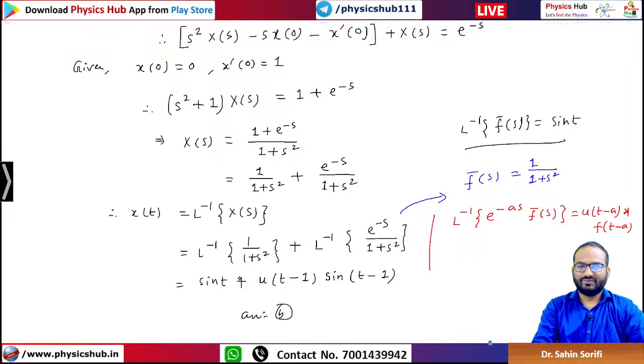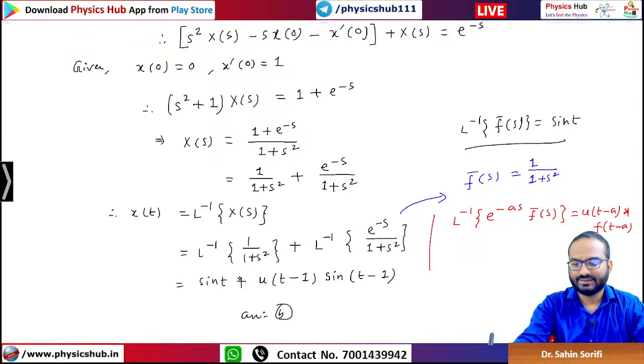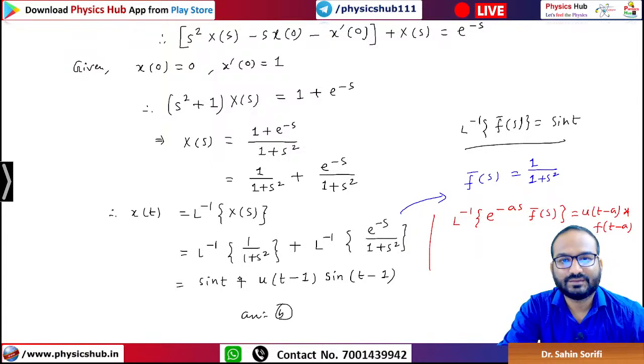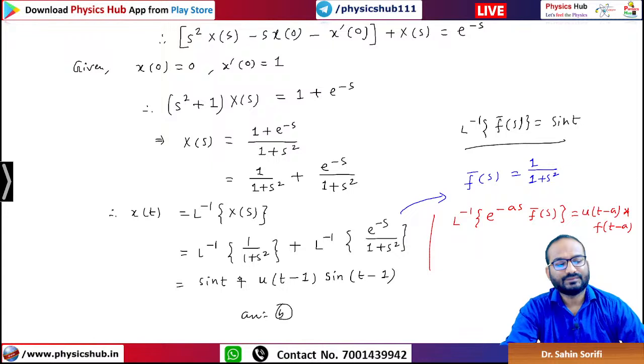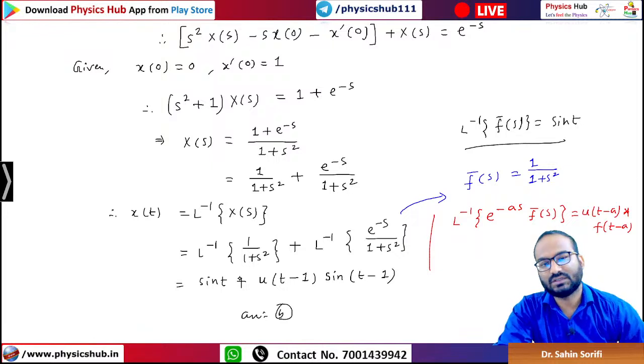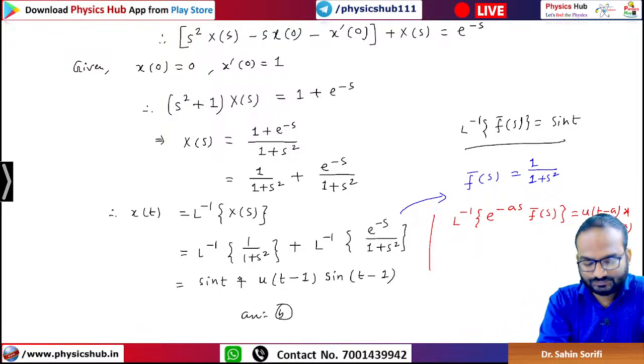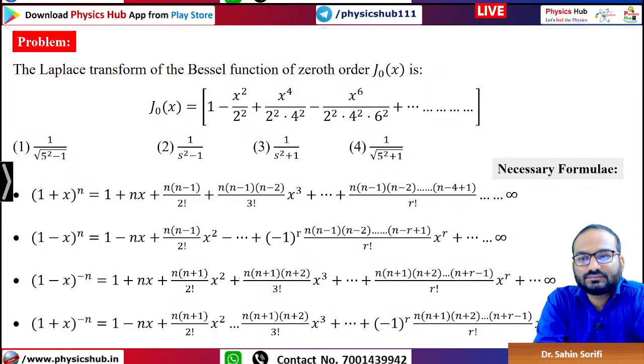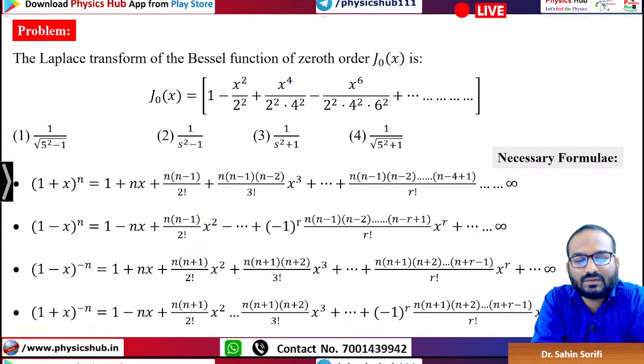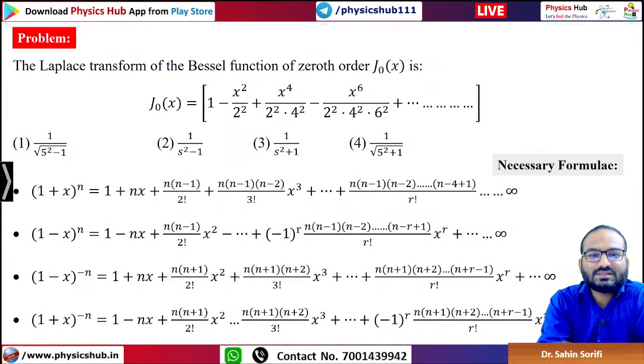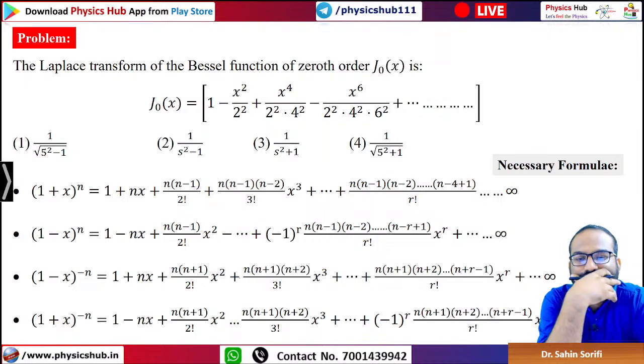Now a very special problem related to a special function is there. Can you calculate the Laplace transform of Bessel function of 0th order? Look at this problem. The Laplace transform of the Bessel function of 0th order J0 x is.